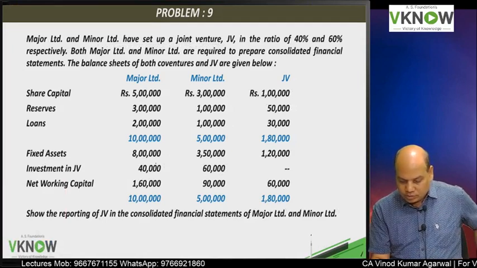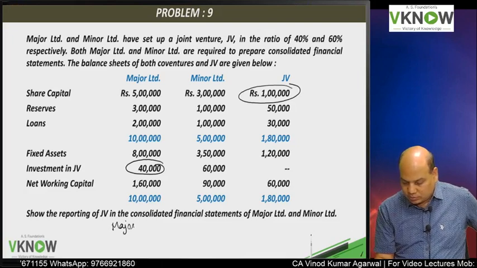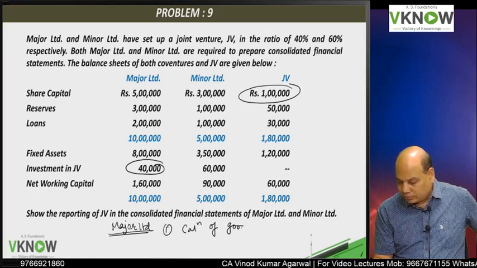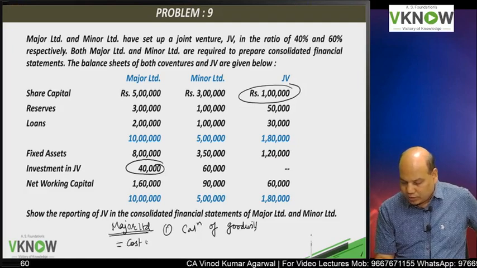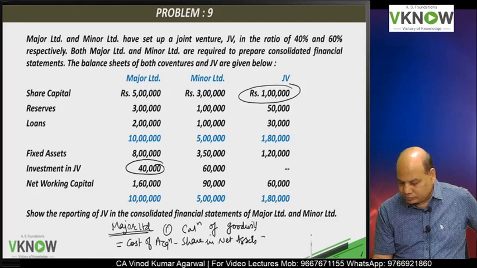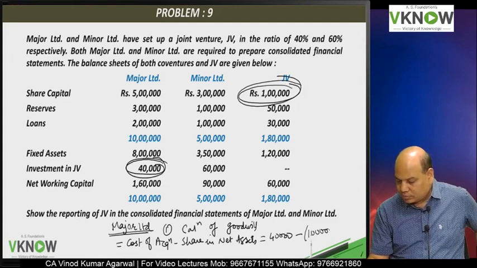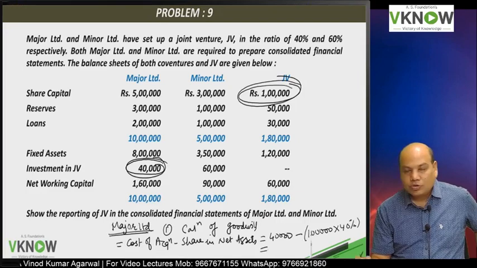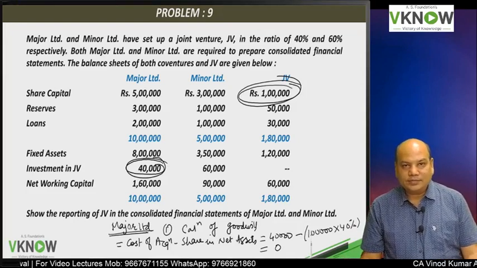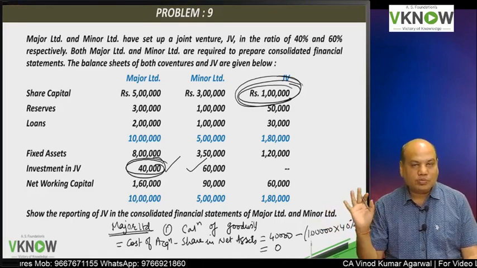Major Limited will first compute goodwill, but there is no goodwill. In the books of Major Limited, calculation of goodwill will be equal to cost of acquisition minus share in net asset. It has acquired for 40,000 and the share capital is 1 lakh into 40%. It was a newly formed venture, so there was no other asset. So the answer is 0. There won't be any goodwill or capital reserve in the books of both the parties, because it is 1 lakh and they have contributed 40 and 60. No question of goodwill or capital reserve.